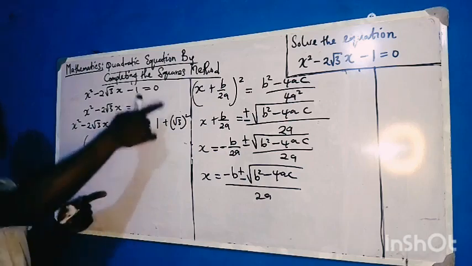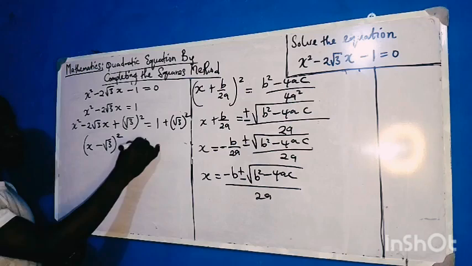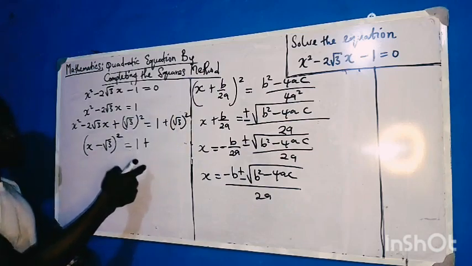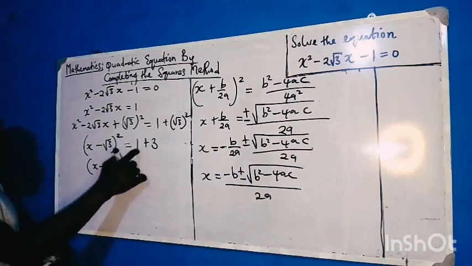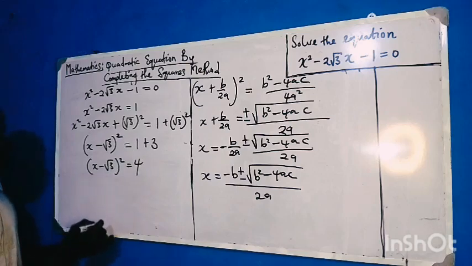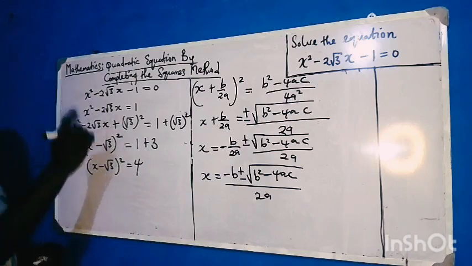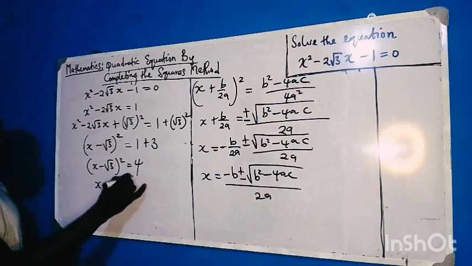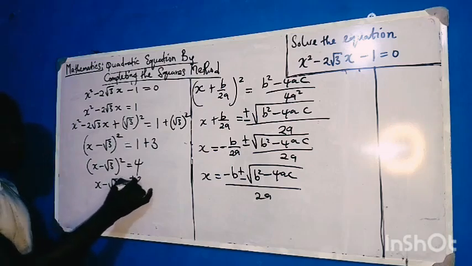So this is equal to, we simplify this other side, we are going to have 1 plus square root of 3 raised to power 2. The power 2 would remove the square root and we are left with 3. So here we get x minus root 3 all squared is equal to 1 plus 3, which will give us 4. Then we find the square root of both sides. If I find the square root of this side, it will remove the square, remember? So now x minus root 3 is equal to the square root of 4, which is plus or minus. You know the square root of 4 is 2. So here it is going to be plus or minus 2.